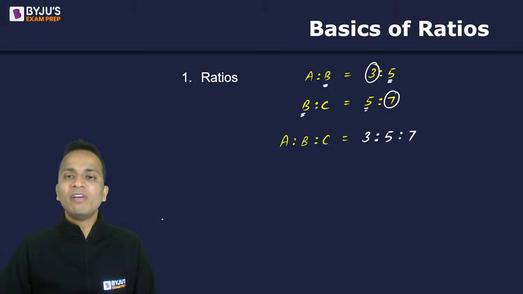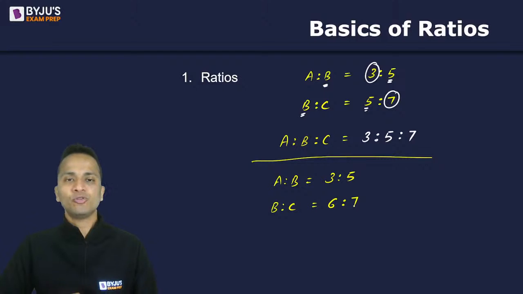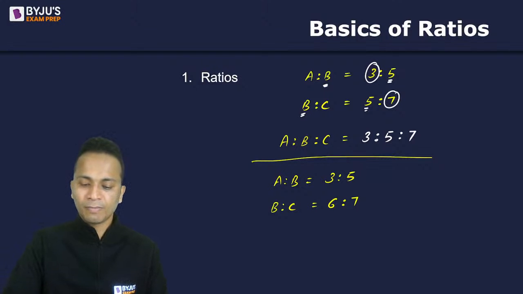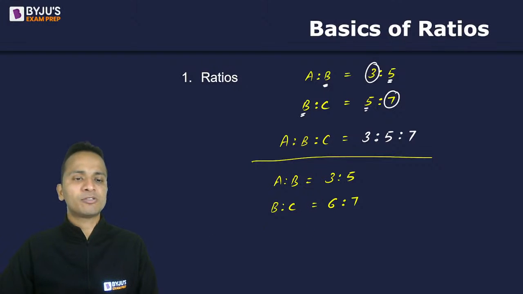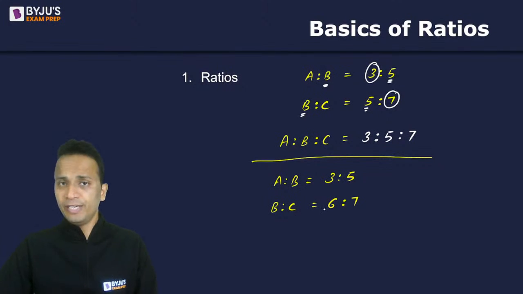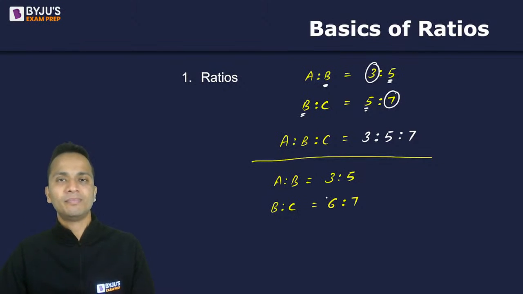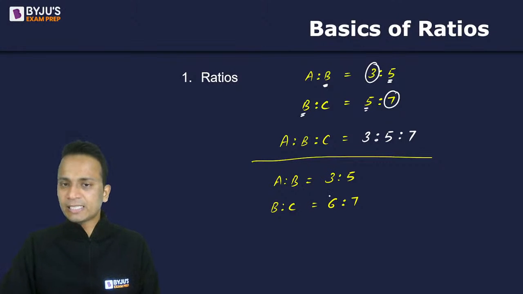All right. Now what will happen in this situation if I say that A is to B is 3 is to 5 and B is to C is 6 is to 7. Now how will you calculate A is to B is to C for this particular case? I'll give you a few seconds, after which I'll start explaining. Okay. So have a look at this. The common link between them is B, but the values corresponding to B in these two ratios are different. Now, what you need to do is you need to make these numbers same.